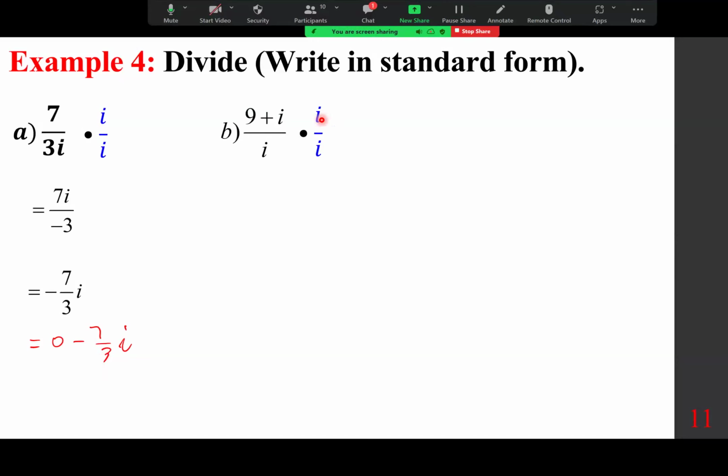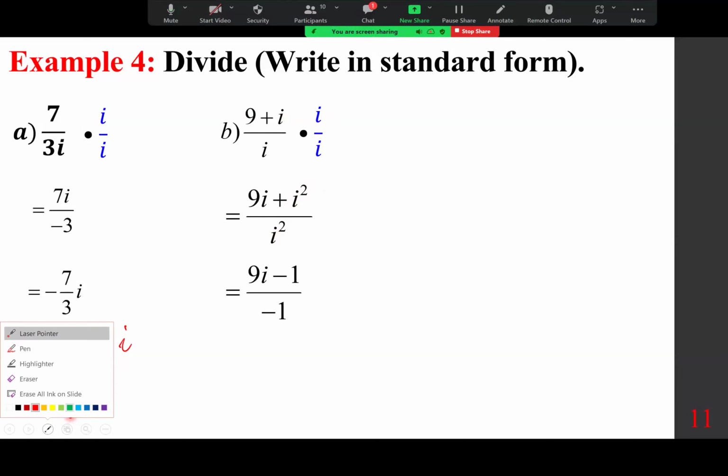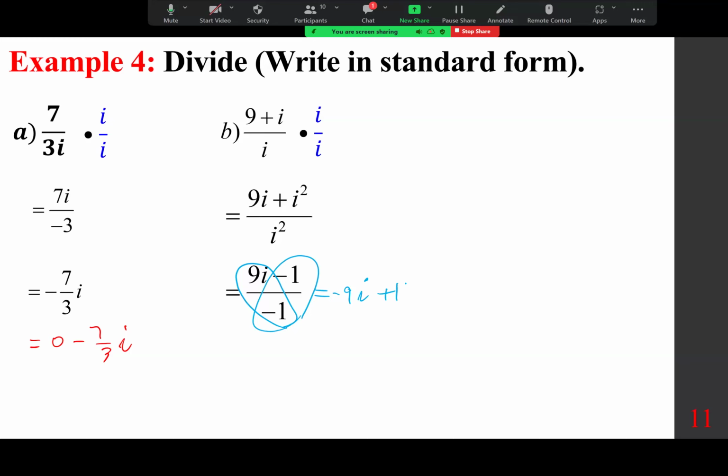So this will give us 9i plus i squared. The bottom is also i squared. And both of these i squared, we will change them to -1. And so what we have right here, this one is -9i, and this one is +1, and we put the 1 in front to put it in a plus bi form, the standard form of a plus bi.